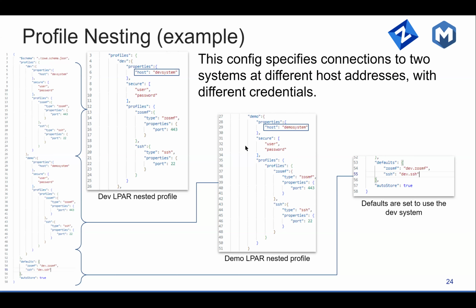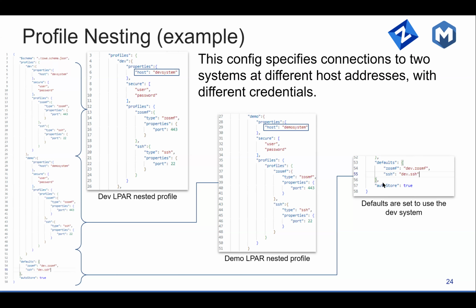So it's also important to note here, as you nest profiles, you can nest these as many levels deep as you want. I think in most cases, you'll just do one level of nesting. You'll have your LPAR, then you'll have your services running on that LPAR. But you could maybe go sysplex, then LPAR, then your services. Really, team config is very flexible in that regard.